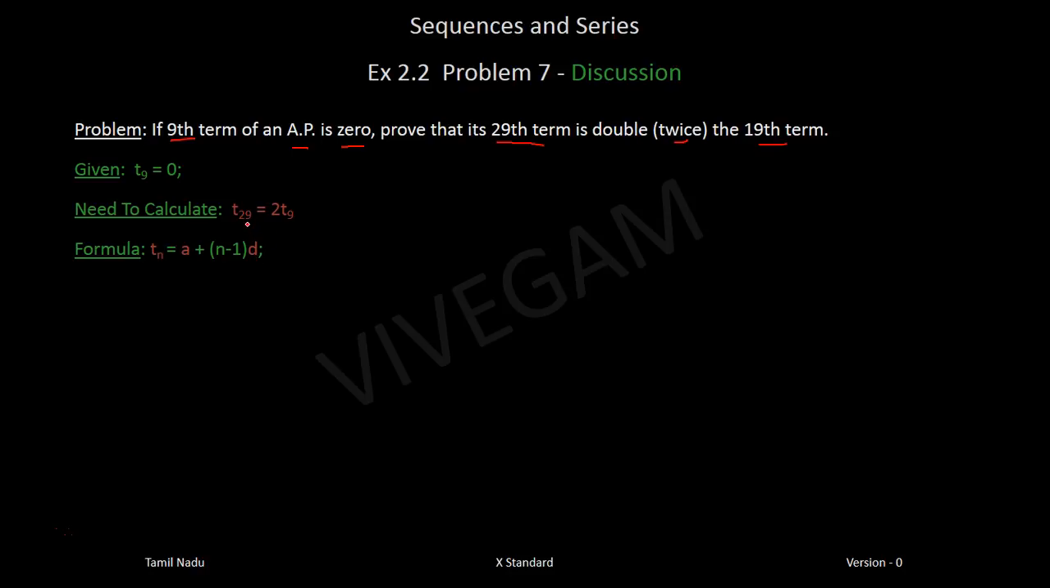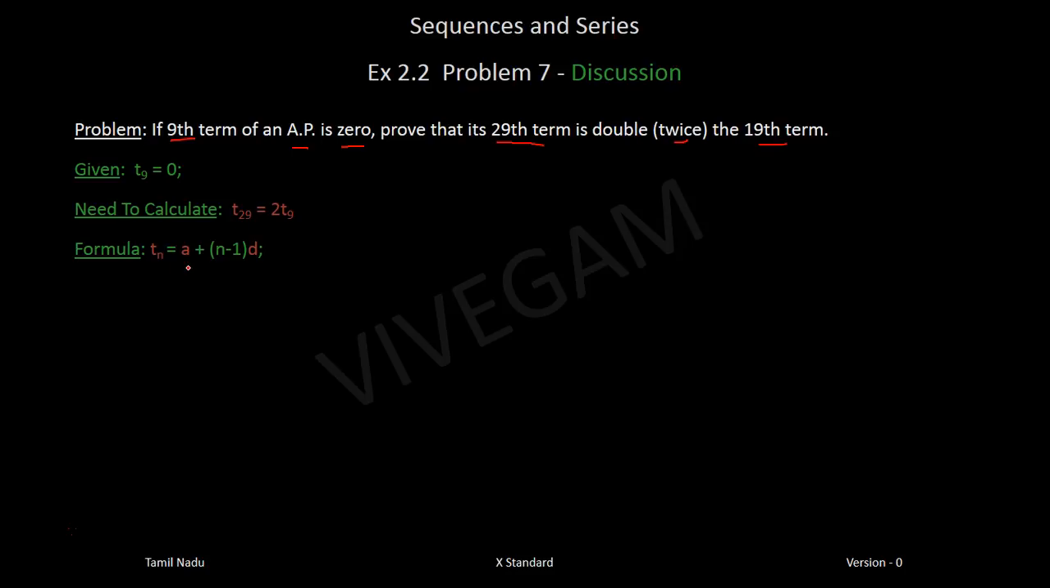All that they are saying is T29 in terms of T19. If they had given the values of a and d, it would be very simple: substitute and solve the simultaneous equations and you'll get it. But here they made it a little tricky. Nothing to worry about. What we have to do is see whether we can leverage this equation and get a in terms of d, or d in terms of a.